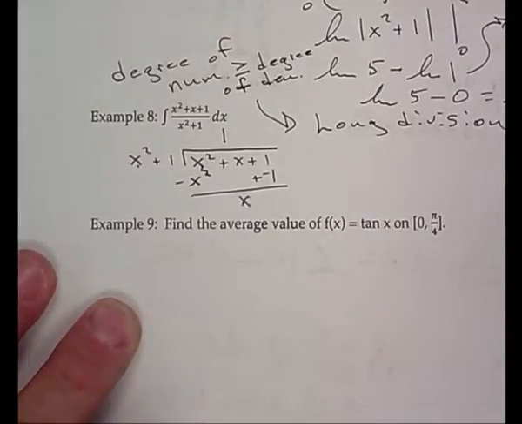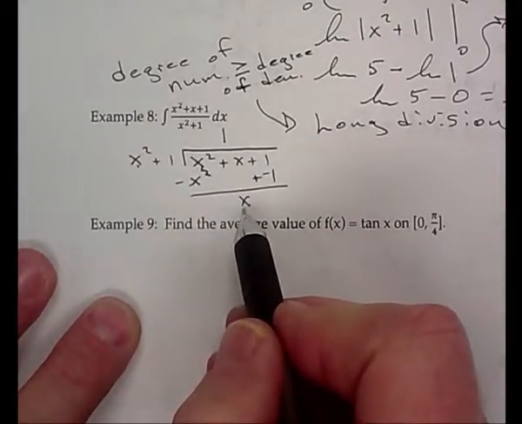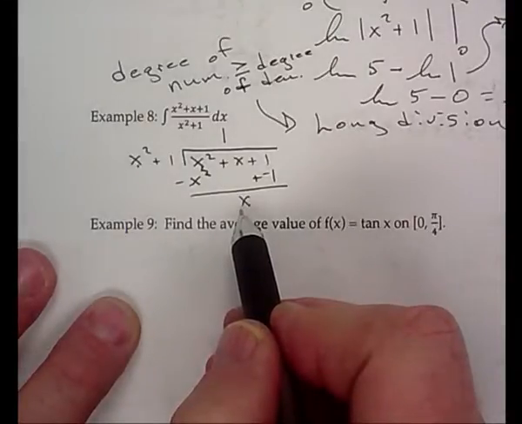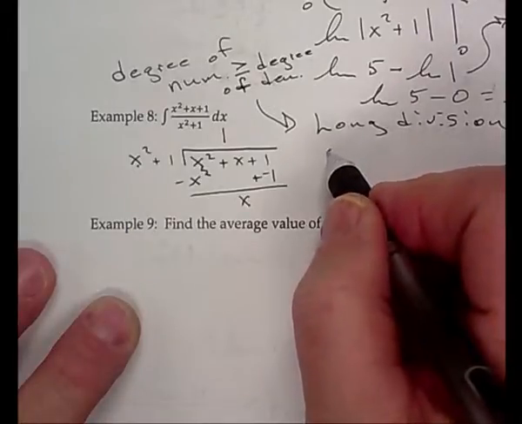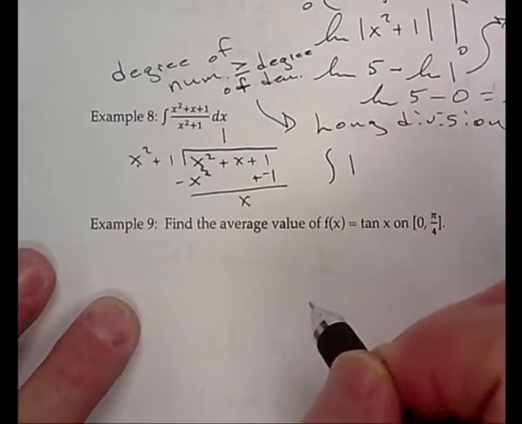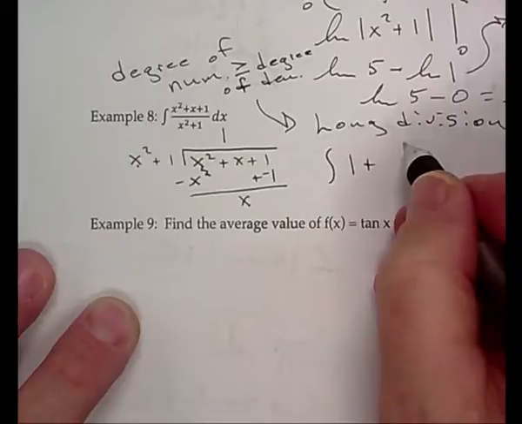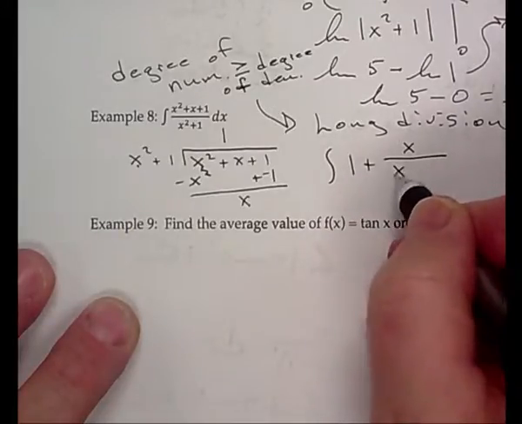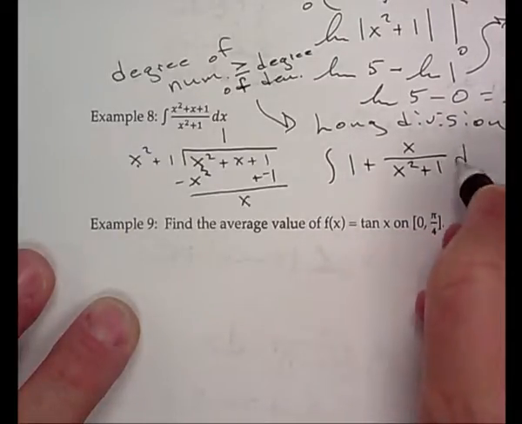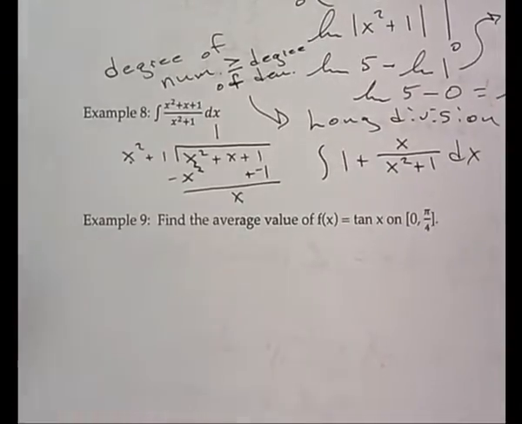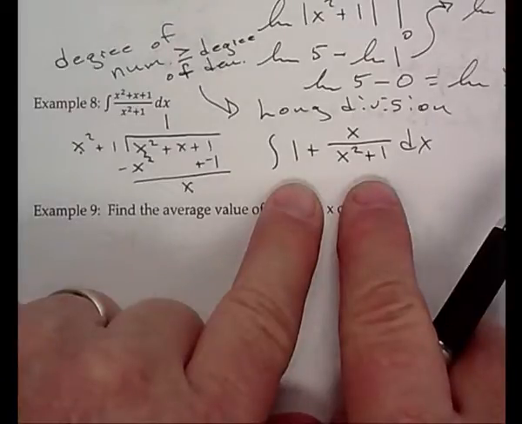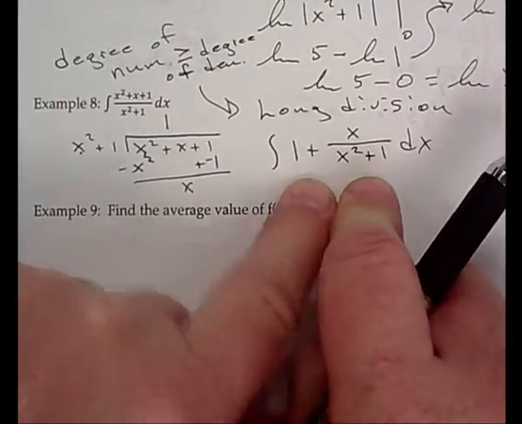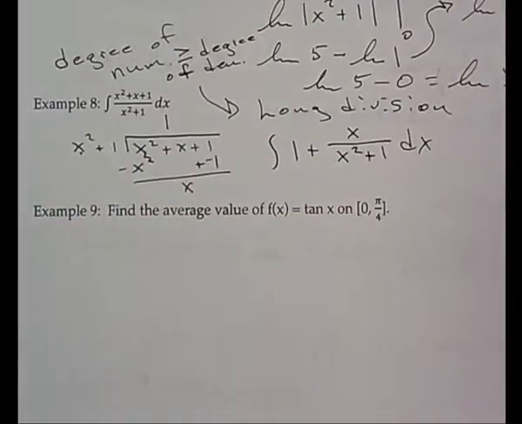This is called a remainder. Do you guys remember that term? This is called the divisor. So my integral is going to become the integral of 1 plus x over x squared plus 1 dx. So this is kind of like a mixed number. Does that make sense?